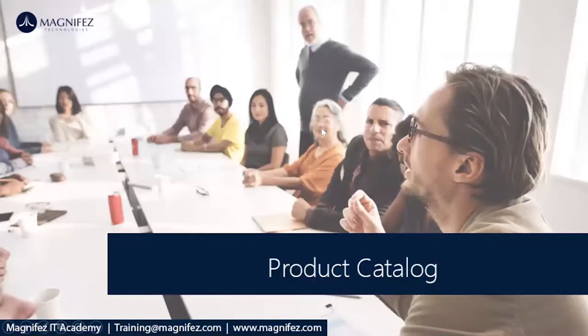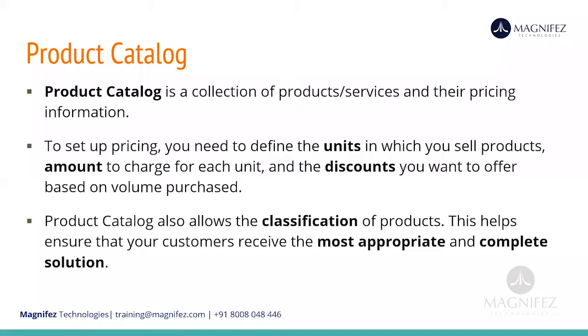Alright, so we talk about leads and we also talk about opportunities. When you're talking about opportunity, we should also cover product catalog. So in every CRM system, we have a product catalog. It is a collection of all your products and services and their pricing information. It is a duty of the system admin or the CRM admin to set up your product catalog. It is a one-time activity and we hardly change it.